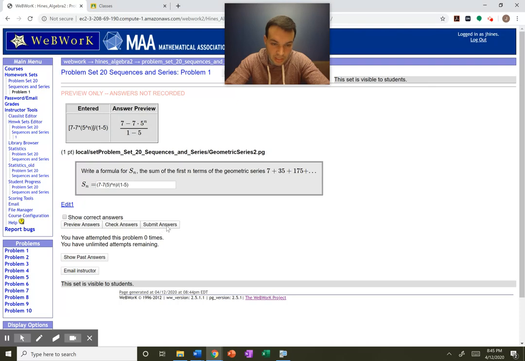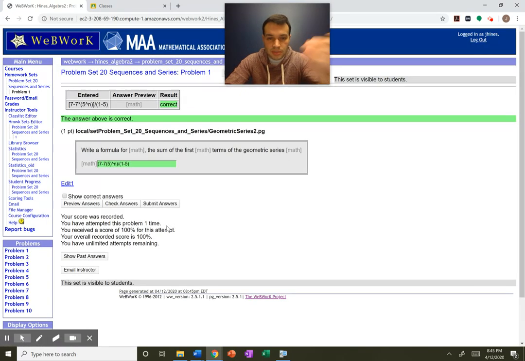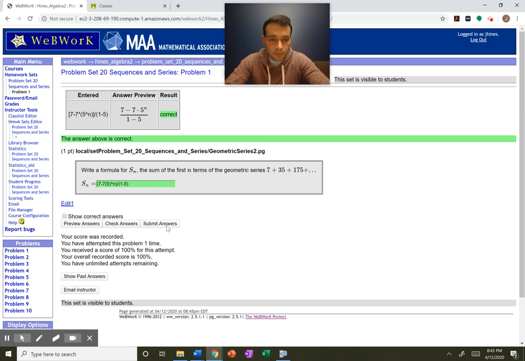And then when you're done, you hit submit answer. You don't have to preview it. You can just submit it right away because there's no penalties for getting it wrong. But a lot of the times with WebWork, it's not that you got the wrong answer, it's that you typed it in wrong. So it's going to tell you you're correct. Once you're correct, you can move on.